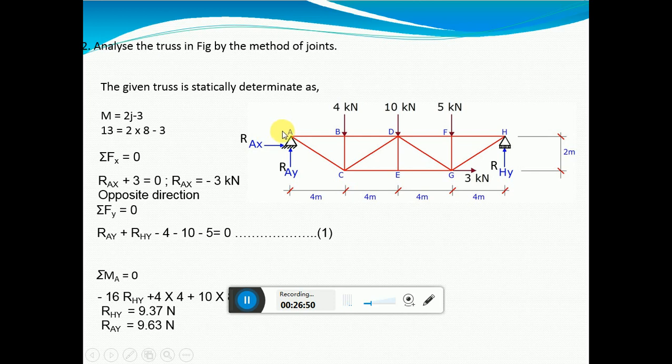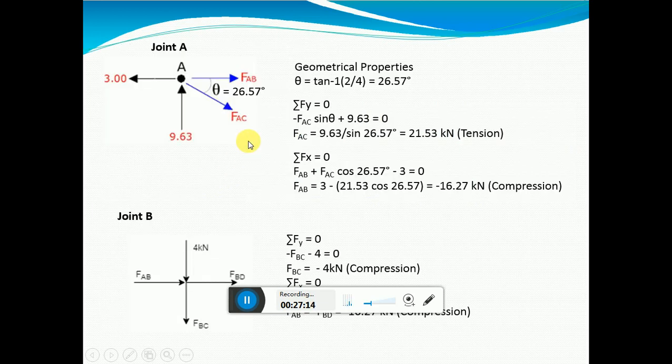So before deciding whether to go for joint A or joint B for the solution, please see where there are a minimum number of unknowns. At joint A, FAB and FAC are the only 2 unknowns here. The others are already found out. So that is why you choose A. Now when I go to joint A, since I have got RAX as negative, I will reverse the direction of RAX. So RAX, I will put it in this direction.